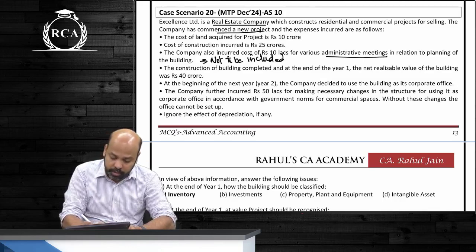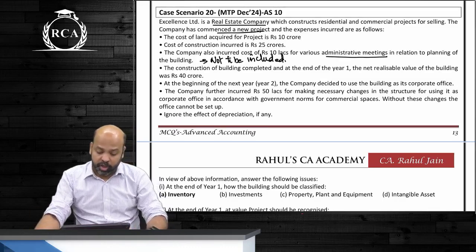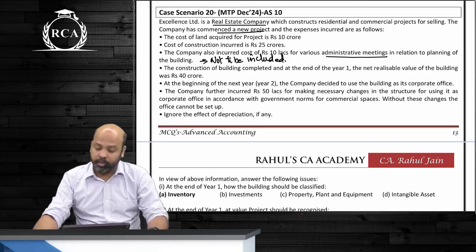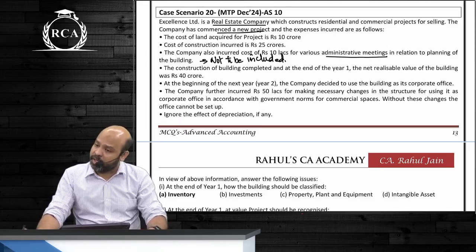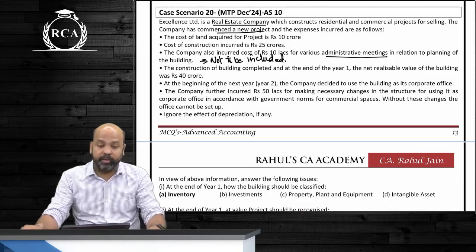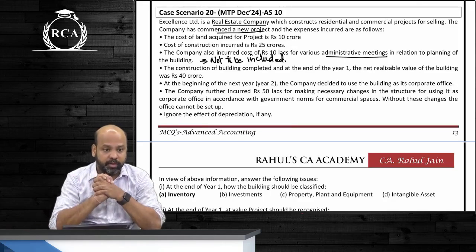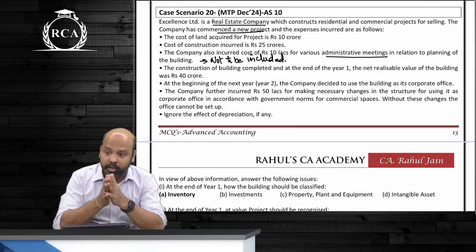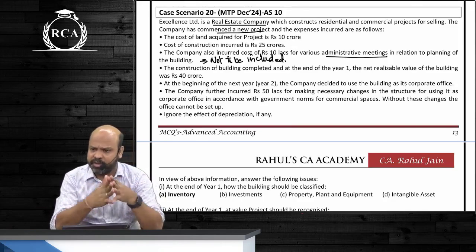Not to be included. The construction of building completed and at the end of year 1, NRV of the building was 40 crores. What is the cost incurred guys? Cost incurred 35 crores. NRV of the building 40 crores. At the beginning of next year, company decided to use the building as its corporate office. First year के लिए था inventory, second year के लिए बन गया property, plant and equipment. Yes or no? There wish guys.